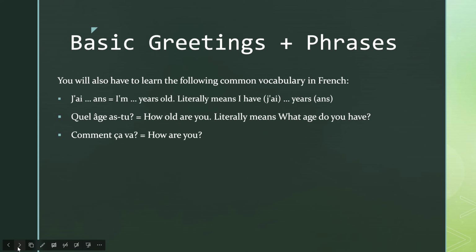Comment ça va? Which means how are you? Comment, as I said, means what. It can also mean how. It introduces a question. Ça va means, of course, I'm fine, I'm good. Ça va bien means nearly the same thing. So bien means good.